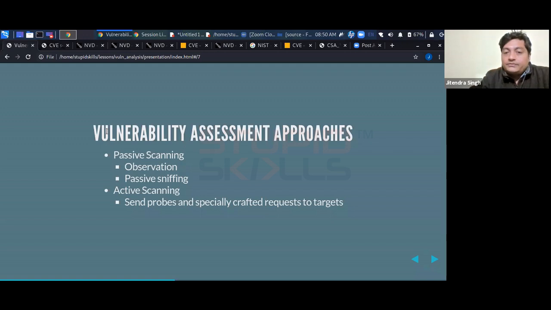Some of the approaches for doing these assessments are passive scanning, where you can just sit and observe, or passively sniff the data on the network, or you can actively probe a target and perform specially crafted requests. If you remember, I gave you an example of crafting packets with the help of a tool called hping3. Custom packets can be designed with the help of tools also.